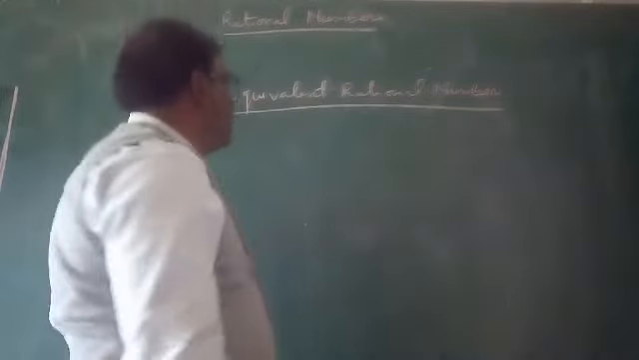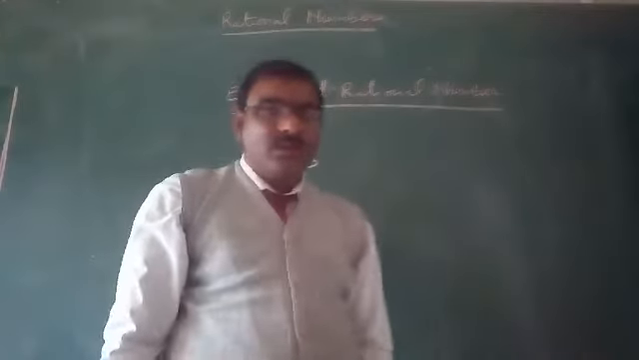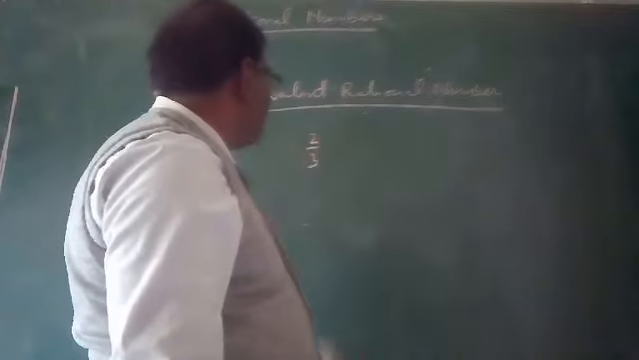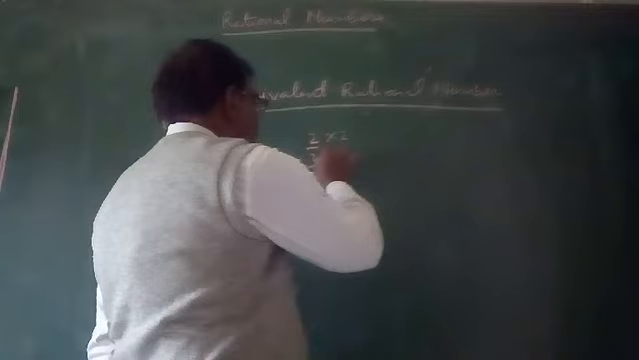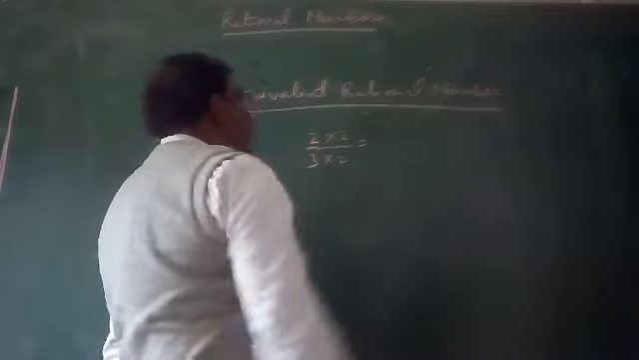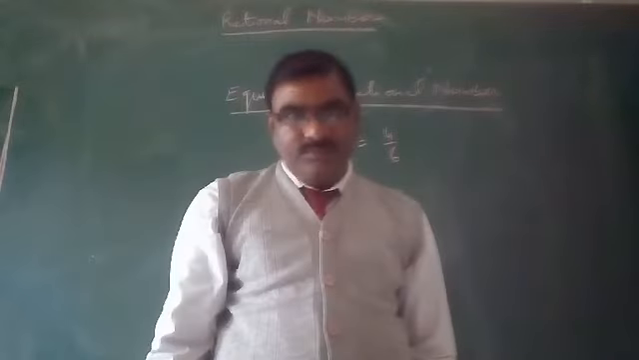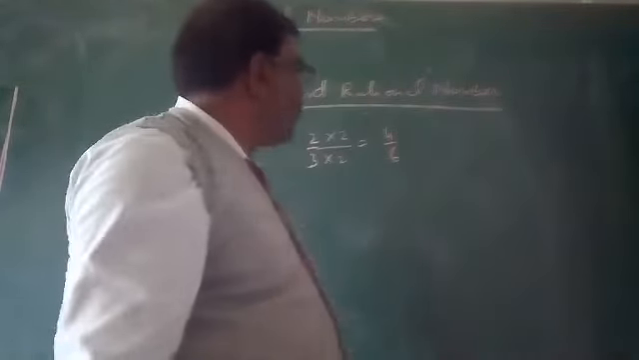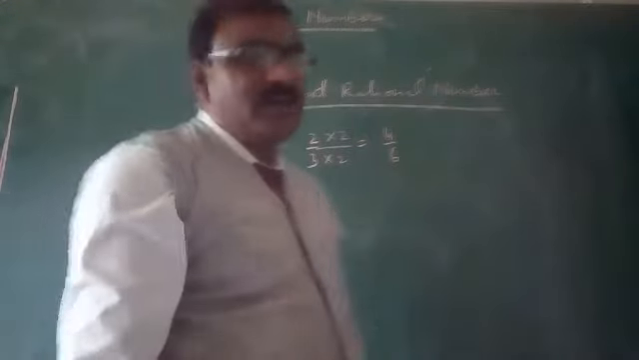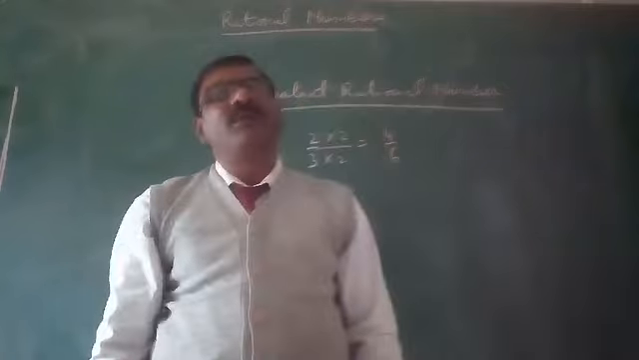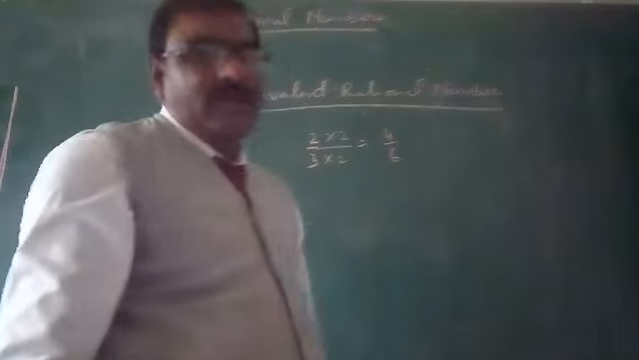For example, you consider 2 by 3. If you multiply 2 and 3 by 2, we get 4 by 6. 4 by 6 is also a rational number. But 4 by 6 is an equivalent rational number of 2 by 3. Similarly, you can find other equivalent rational numbers by multiplying the numerator and denominator by the same integer.